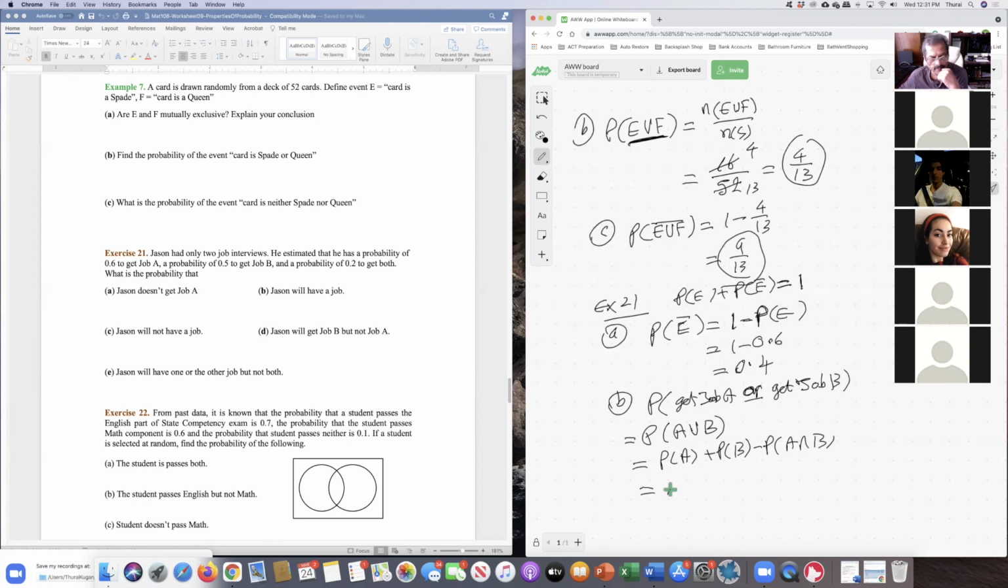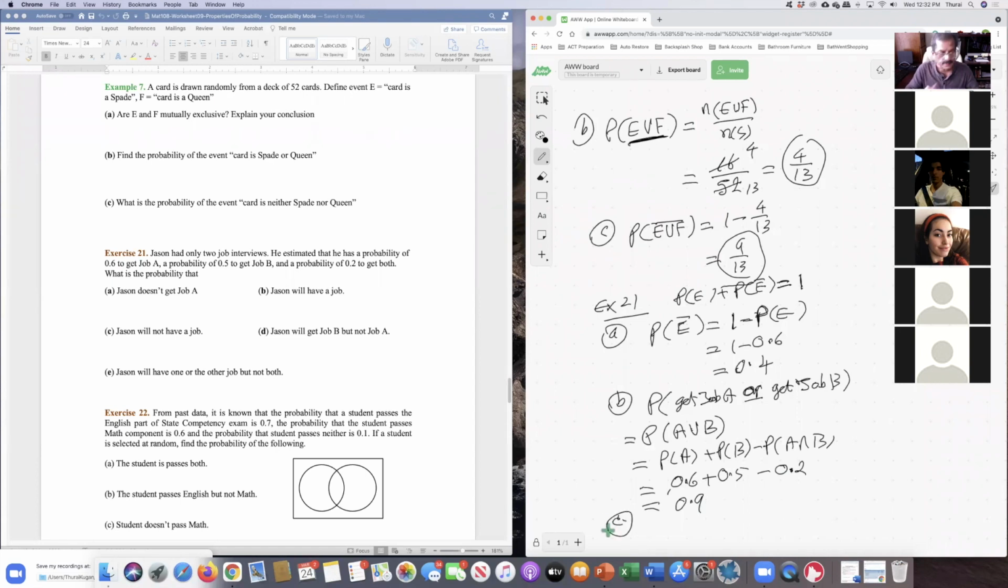Right. So it's 0.6 plus 0.5 minus the intersection, 0.2. He has a probability of 0.2 to get both, so that's the intersection. So 1.1 minus 0.2 is 0.9. So the probability to have a job is 0.9.